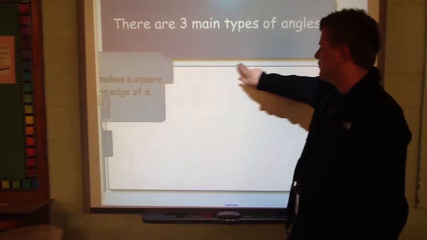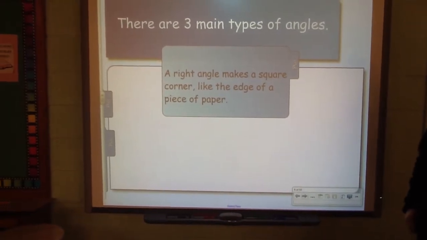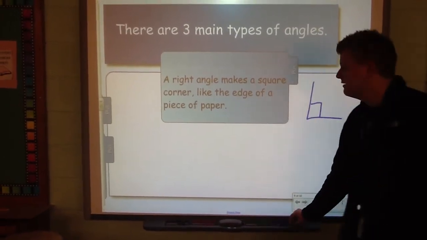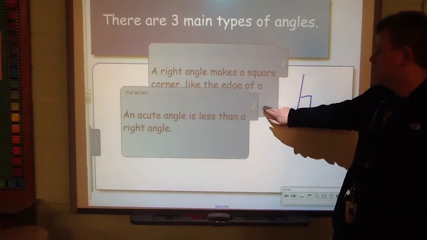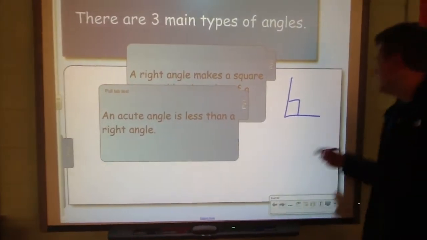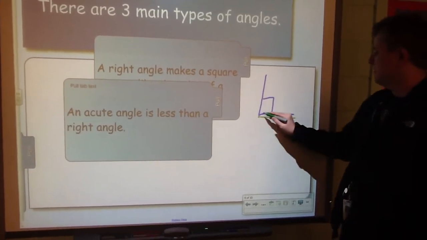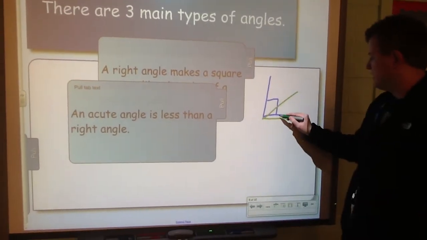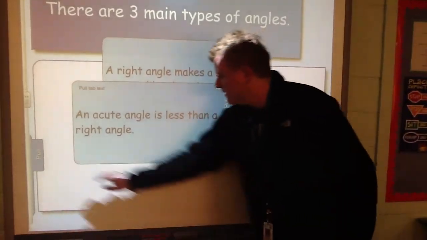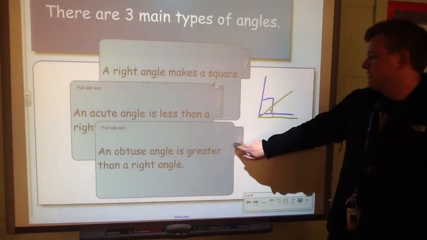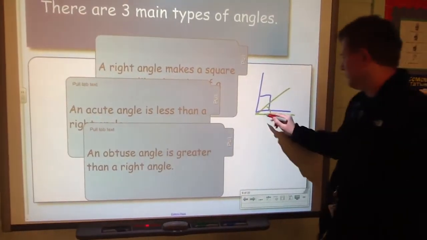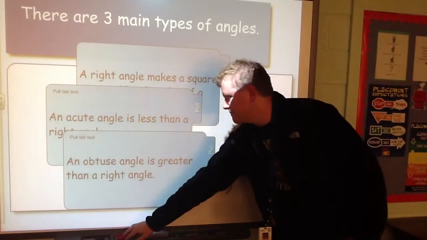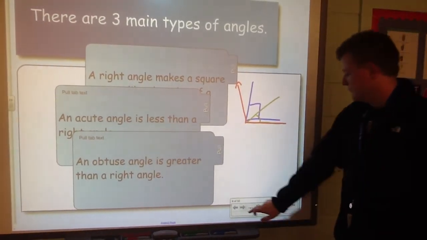There are three types of angles. A right angle makes a square corner, like the edge of a piece of paper. Just like we talked about earlier. An acute angle is less than a right angle. So if I have the same vertex, I've got a line here, an acute angle would be smaller. So something like this. You see that this line doesn't quite make it up to the 90 degrees, or to the right angle. So it's that angle right there. Our last angle that you will need to know is an obtuse angle, which is greater than 90 degrees. So if I still have that same vertex, my other ray would be larger than 90 degrees. So right angle, acute angle, obtuse angle.